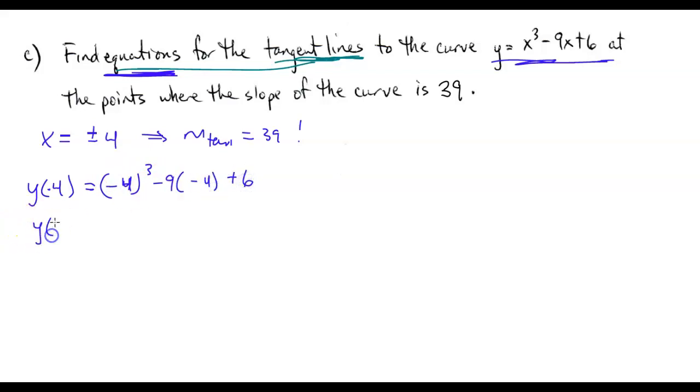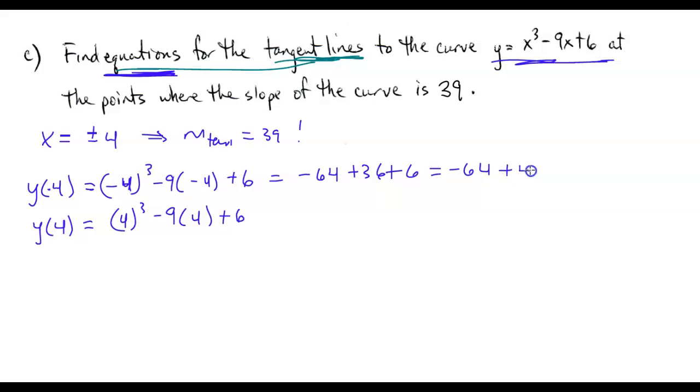And if we want to figure out what y of 4 is, we just plug 4 into our function. So for this first one here, negative 4 cubed is negative 64, plus 36, plus 6, same as negative 64 plus 42, which will give us negative 22 for the first one.